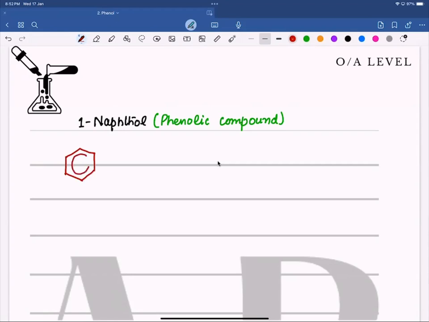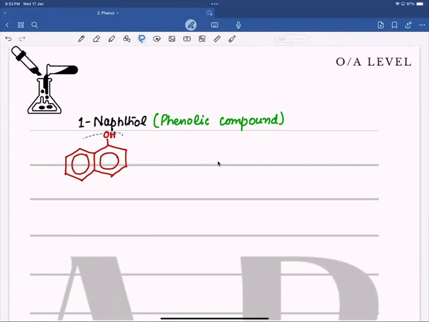there is one benzene ring in 1-naphthol, and then there is another benzene ring, and out of these two benzene rings, on one benzene ring, the OH group is present. That's why I have called it a phenolic compound.